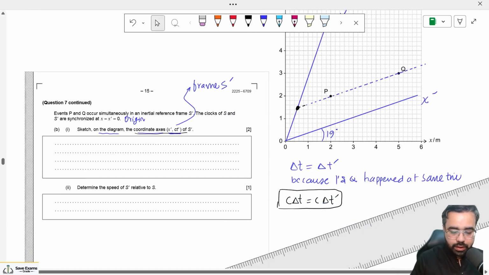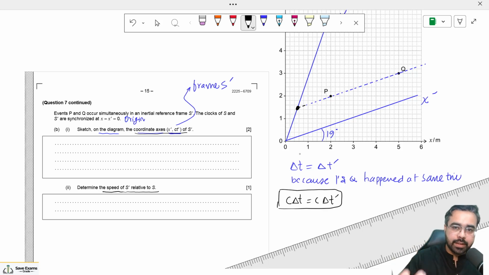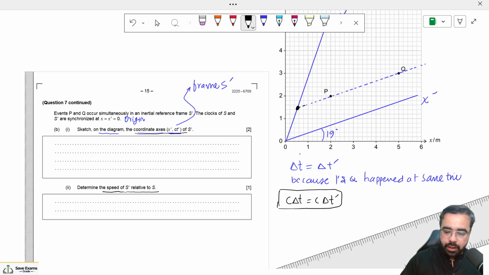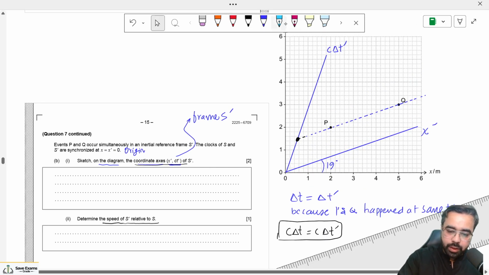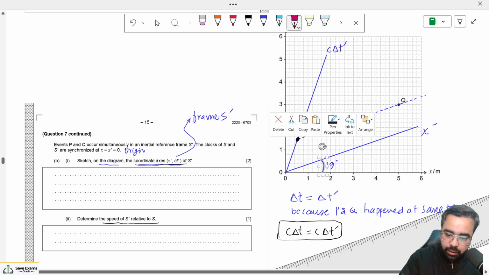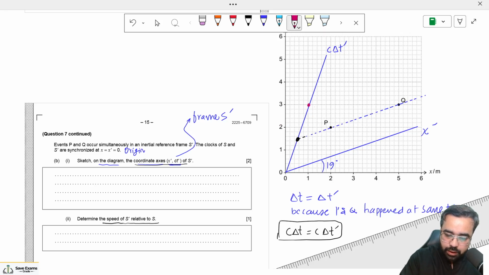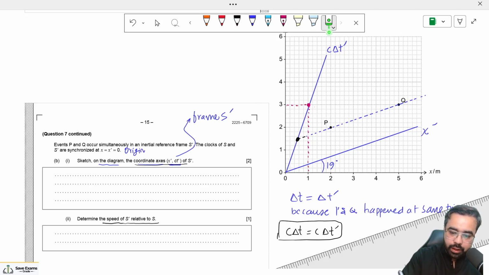Now the next question is to determine the speed of S prime. To find the speed of S prime, first you need to draw the axes, and we have already drawn them. Now what are you waiting for, you can take a point here. Let's say you can take this point. So you can see that this is a kind of right angle triangle. This is a triangle. This is angle theta. This value is 1 and this value is 3.